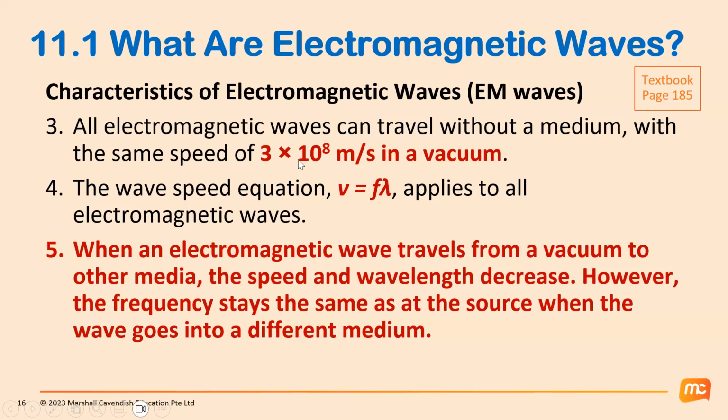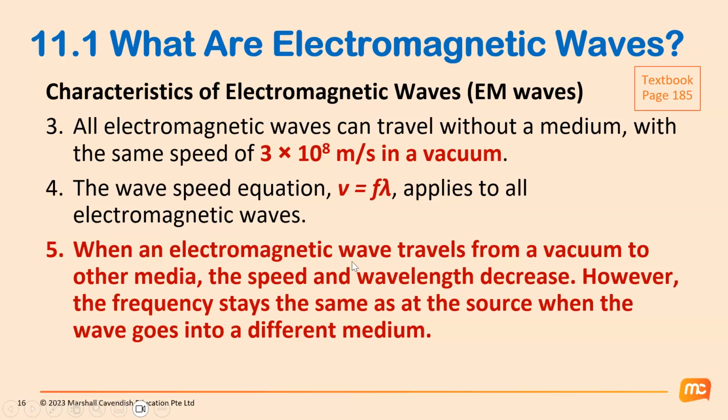You should know light travels at the speed of 3 times 10 to the power 8 meters per second in vacuum. Next, all of them will also obey the wave equation, which you have learned previously, v equals f lambda. So as the frequency increases, the wavelength decreases to maintain the same speed of 3 times 10 to the power 8. The next one is an illustration of how v equals f lambda works.